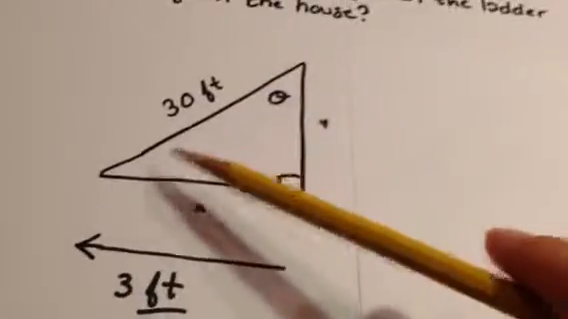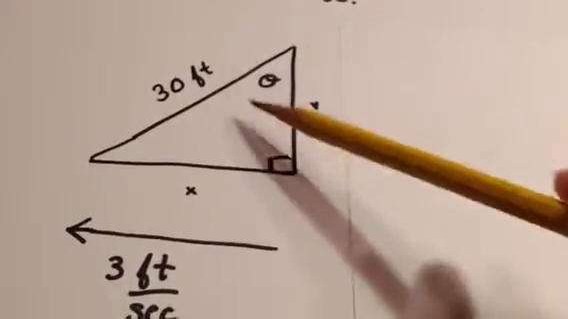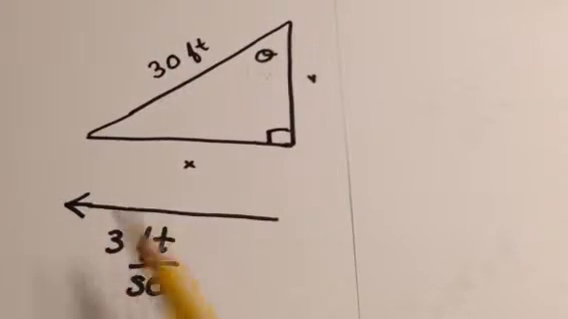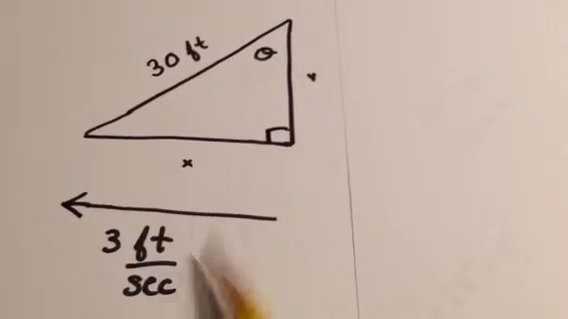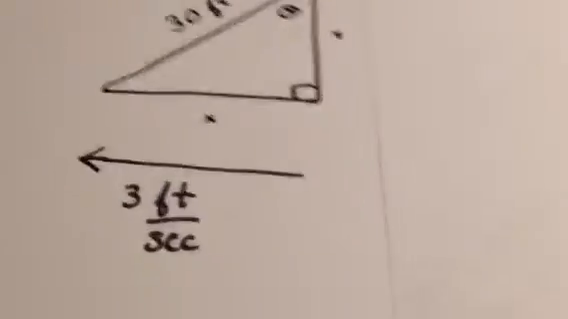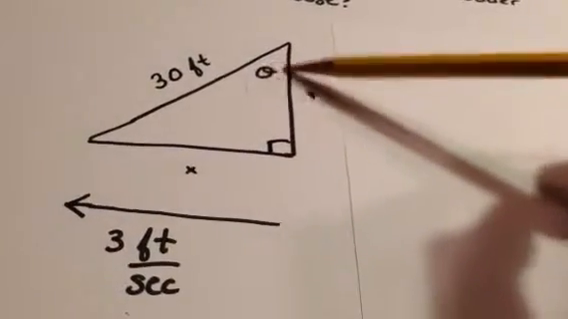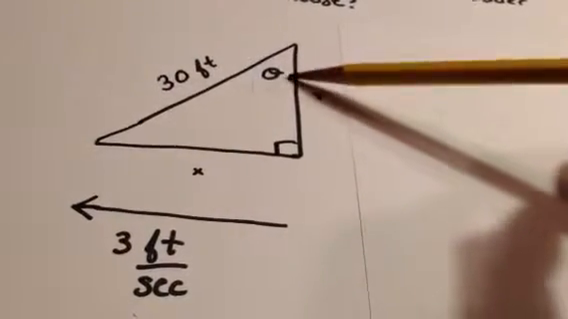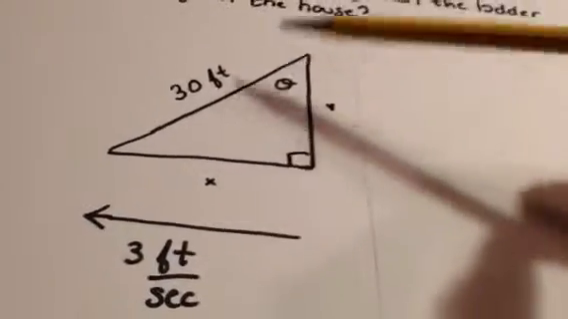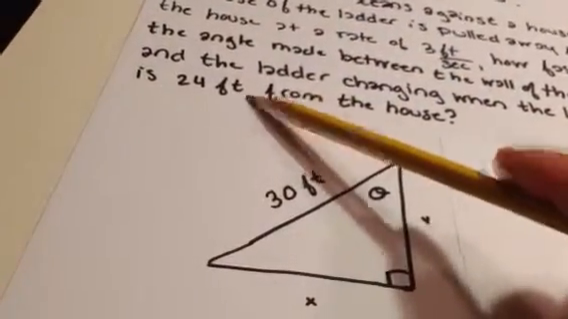Here we've got the 30-foot ladder leaning against the house. We've got the angle between the 30-foot ladder and the wall of the house. We've got the ground, and we've got the rate that the ladder is being pulled away, 3 feet per second. So what we're looking for is the rate of change of this angle. But since it's a rate of change, you're going to have to find it at a particular snapshot value, is what we call that. And that snapshot is going to be at 24 feet.